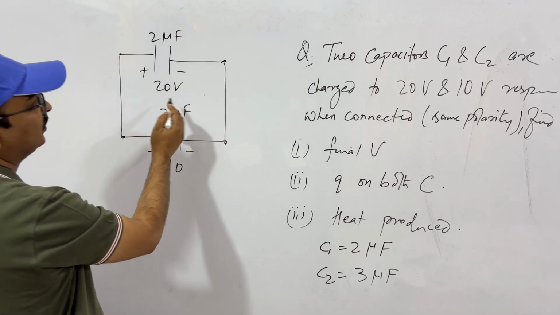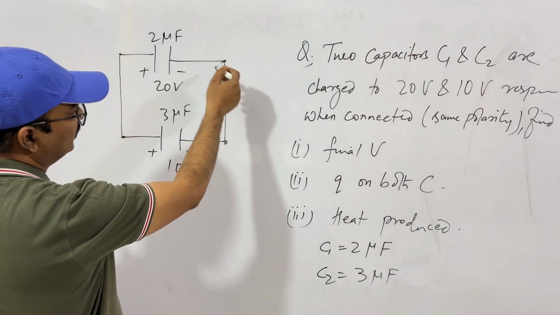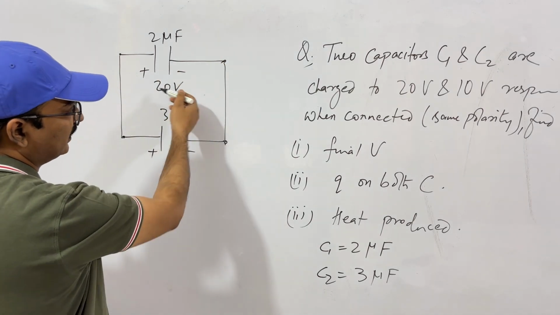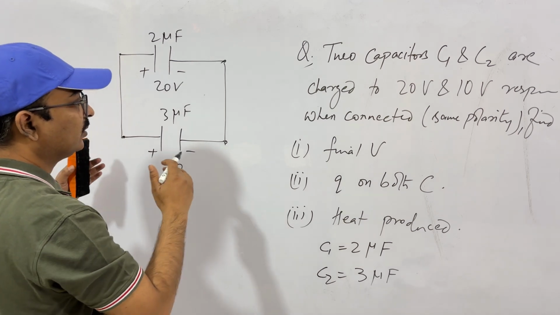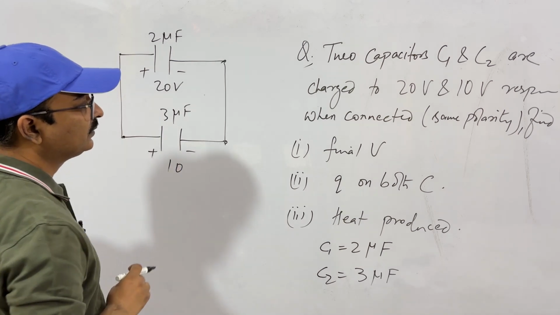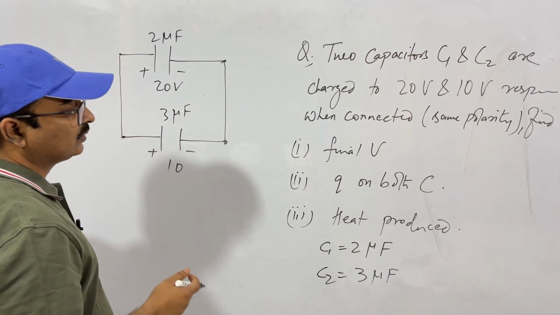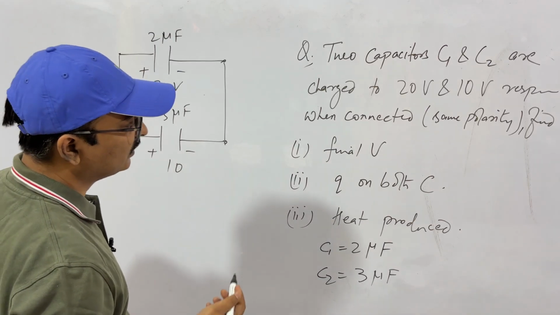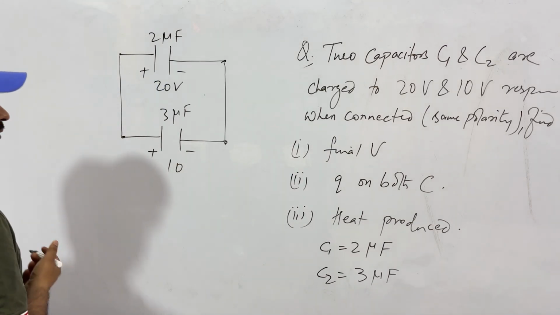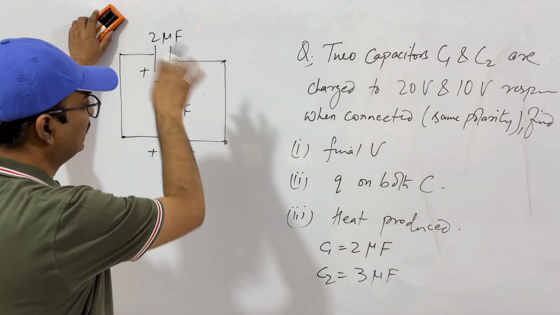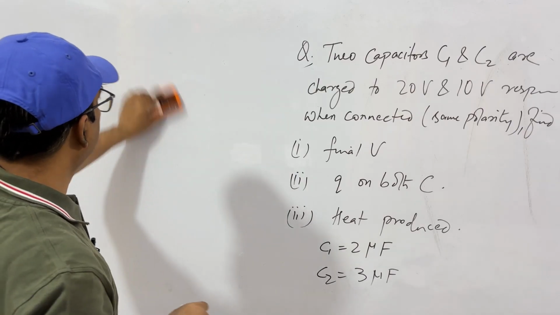When these two are connected, obviously this is at 20 volts, so charge will flow from this to this because it is at higher potential. So at equilibrium there will be a common voltage. Then we have to find the charge on both capacitors. It's not given whether before or after, so we'll find both, and the heat produced in transferring. Okay, the picture is clear. So let's start.